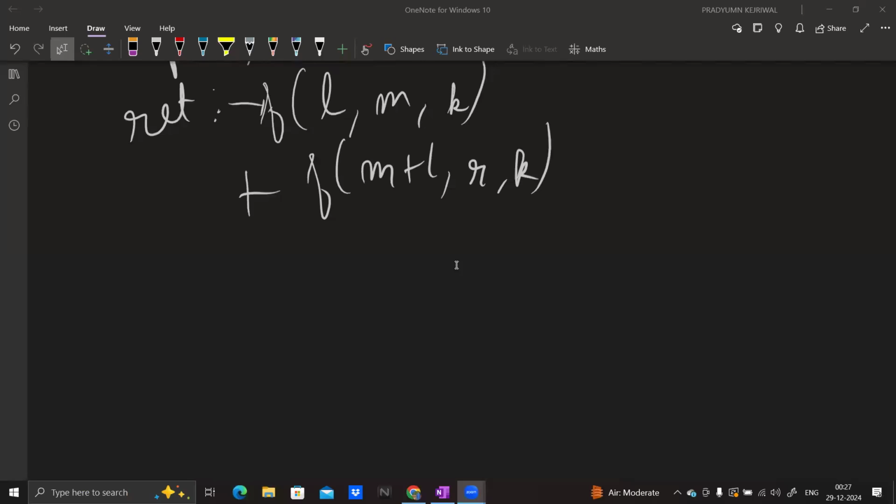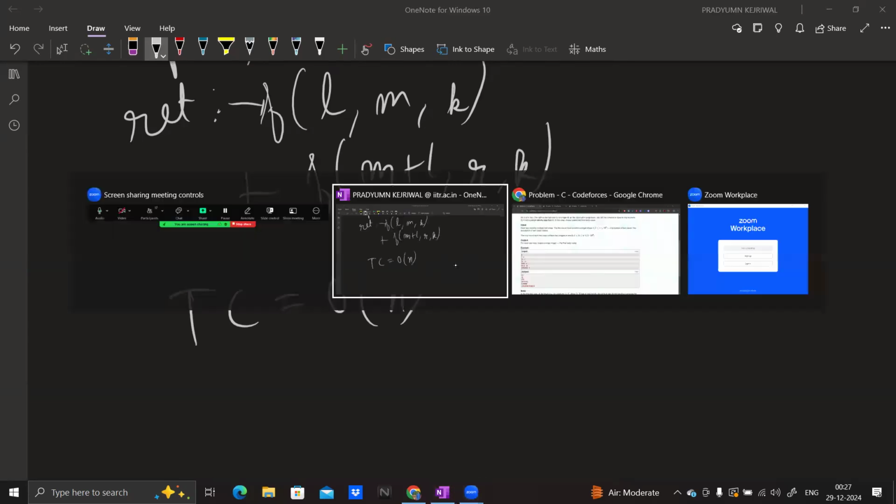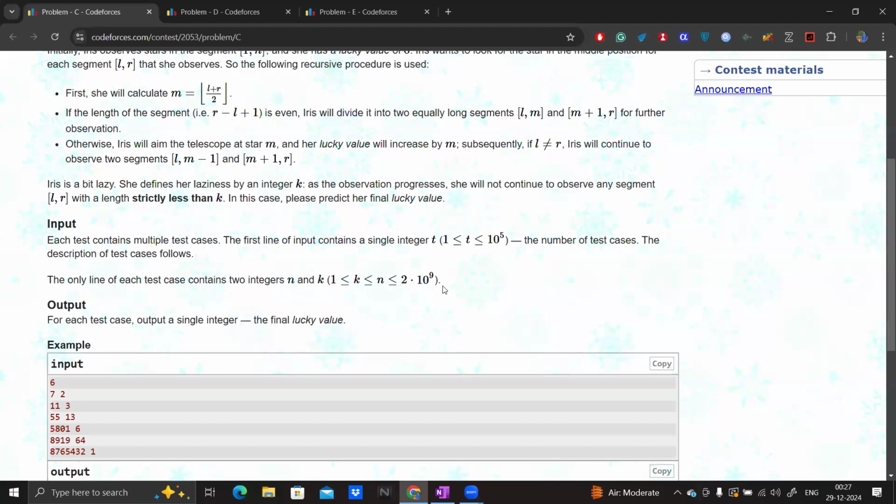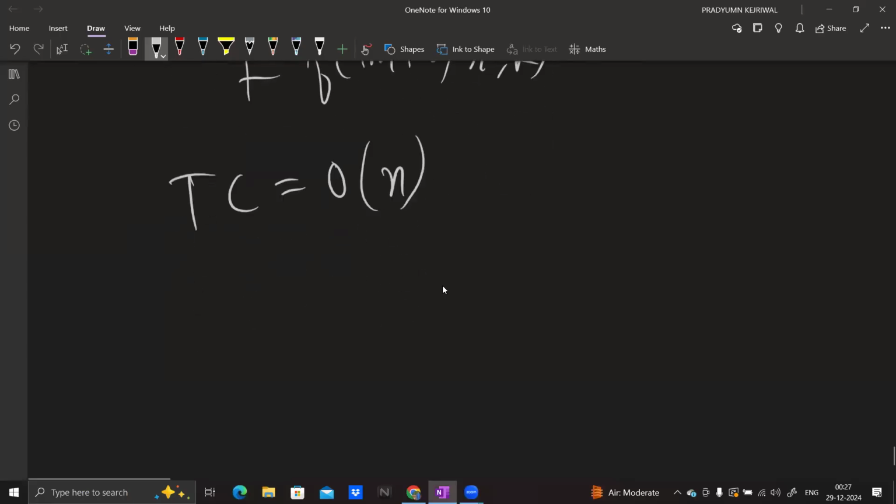Because states are very large. Yes, it will get TLE. People get TLE. The TC of this is O(n). It is not 2 to the power n, it is just O(n). Actually, I'll explain why, but it will get TLE because n is up to 2e9.